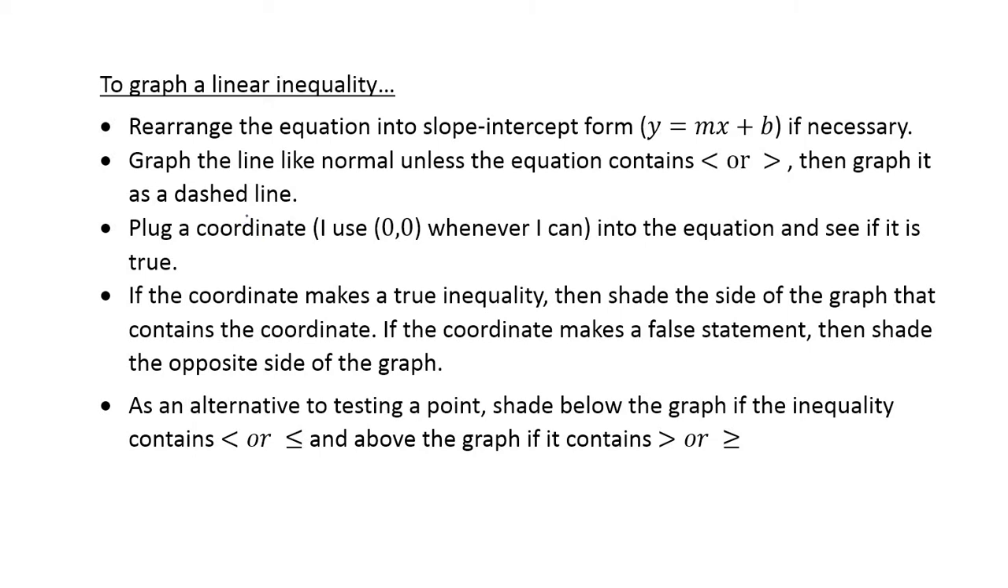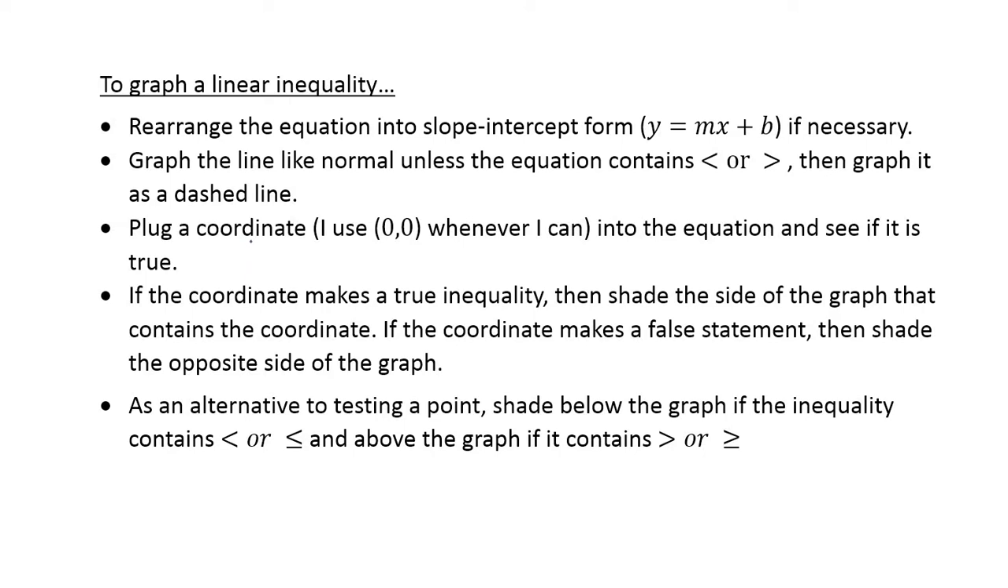Alright, we're graphing two variable inequalities today, basically linear inequalities. Here are some basic steps I'd encourage you to think through and review with me. Rearrange the equation in slope-intercept form if you need to, if it's not already a nice y equals mx plus b. Graph the line just like you normally would. Now if the inequality contains a less than or greater than with no equals, then you want to make it a dashed line, and the line itself is not included in the solution set.